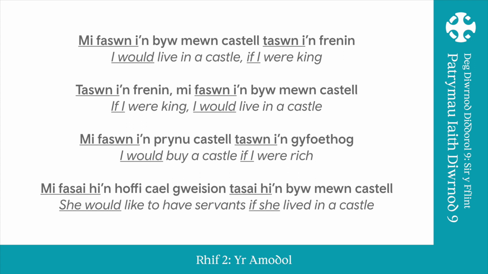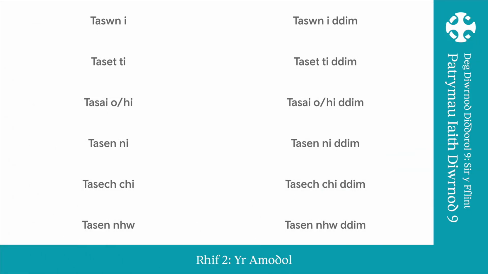To remember the pattern, think of the word tiff. T plus if to remember that taswn is a conditional if. Mi faswn i'n prynu castell taswn i'n gyfoethog. I would buy a castle if I were rich. Mi fasai hi'n hoffi cael gweision tasai hi'n byw mewn castell. She would like to have servants if she lived in a castle. Here is the full pattern.